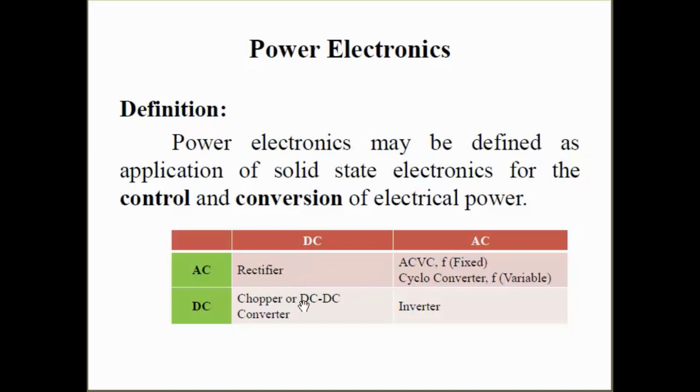Coming to the second type, the input supply is DC and the load demand is also DC. So here there is no need of any source conversion, because the input and load are both of the same type. So only control action will take place. For that we require a chopper or DC converter. These DC converters are of three types, that is buck, boost, and buck-boost.